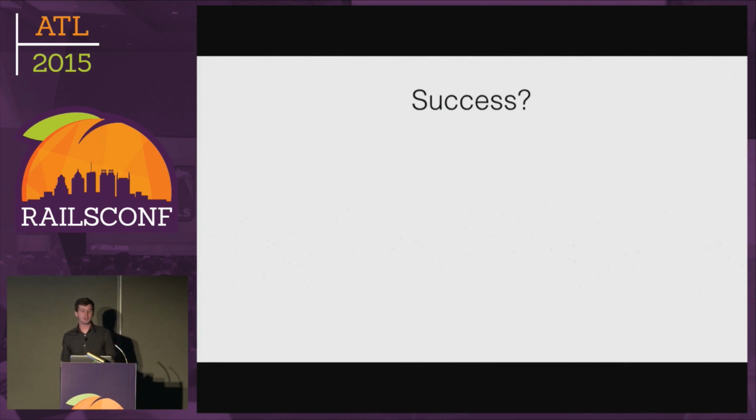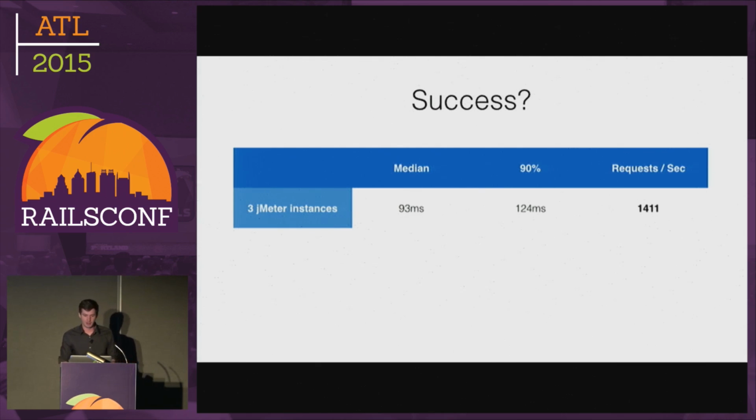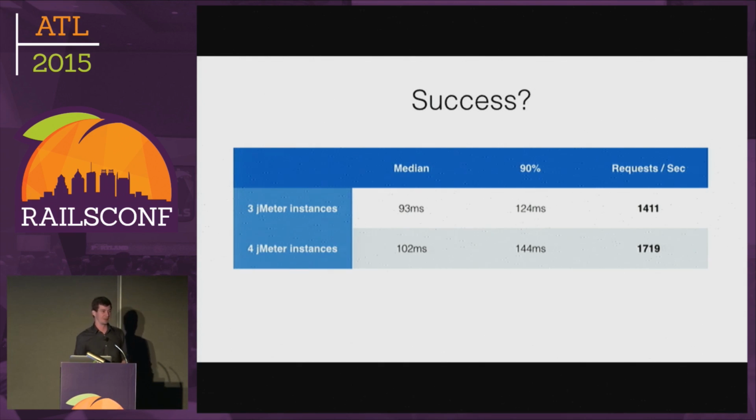So we took these measurements from EC2 using JMeter, which ended up being a fantastic tool. With 3 JMeter instances slamming our API, we had about a 93 millisecond median, 90th percentile, 124 milliseconds, and we were able to process 1,400 requests per second. With 4 JMeter instances slamming our API, we had a median of about 102 milliseconds and a 90th percentile of 144 milliseconds, and we were able to process 1,700 requests per second.